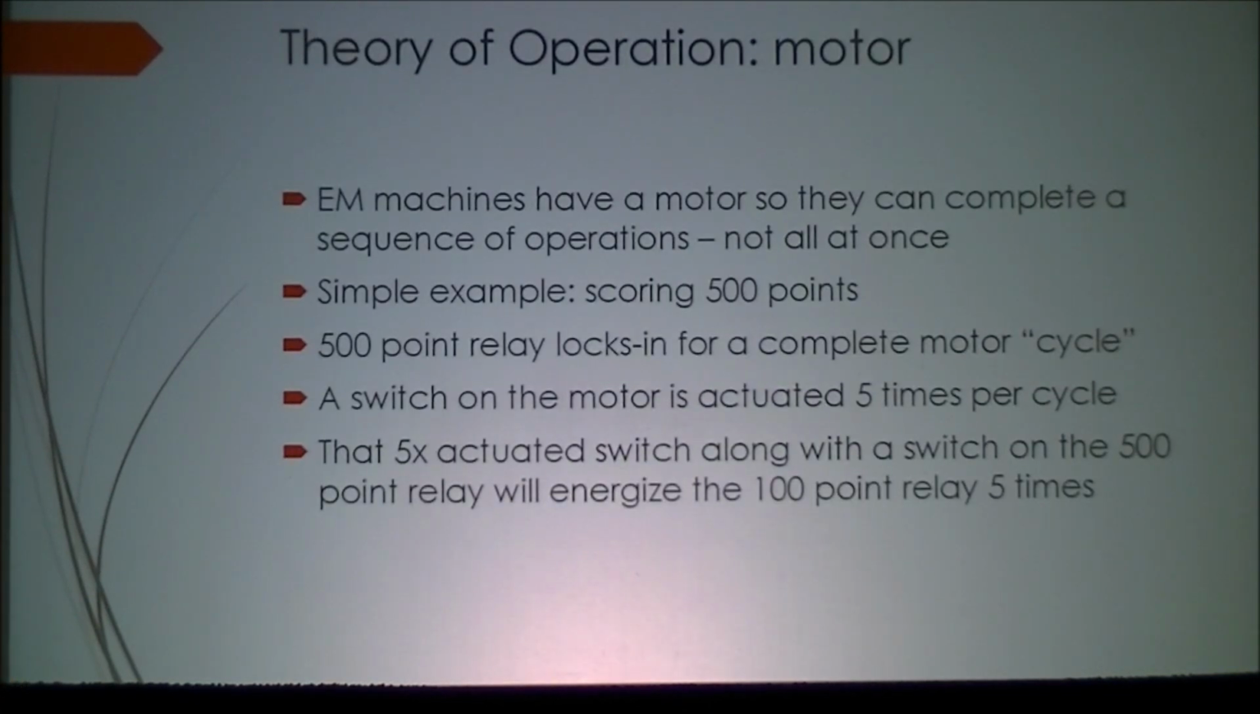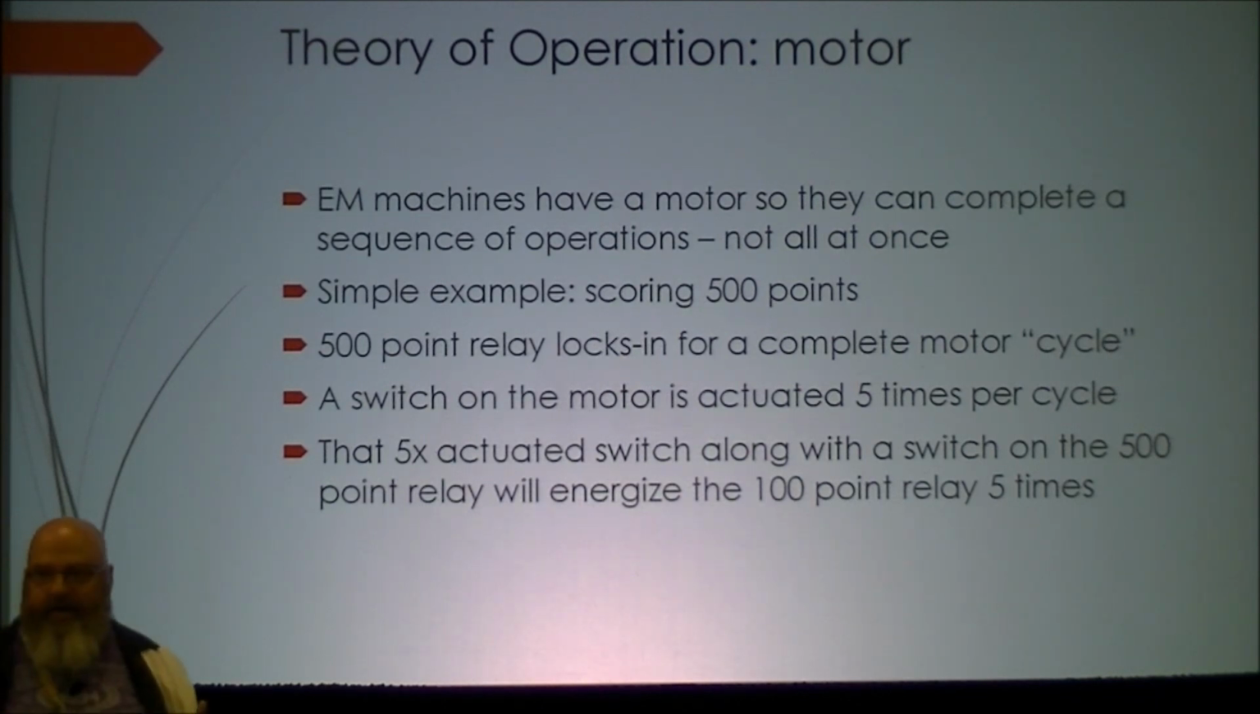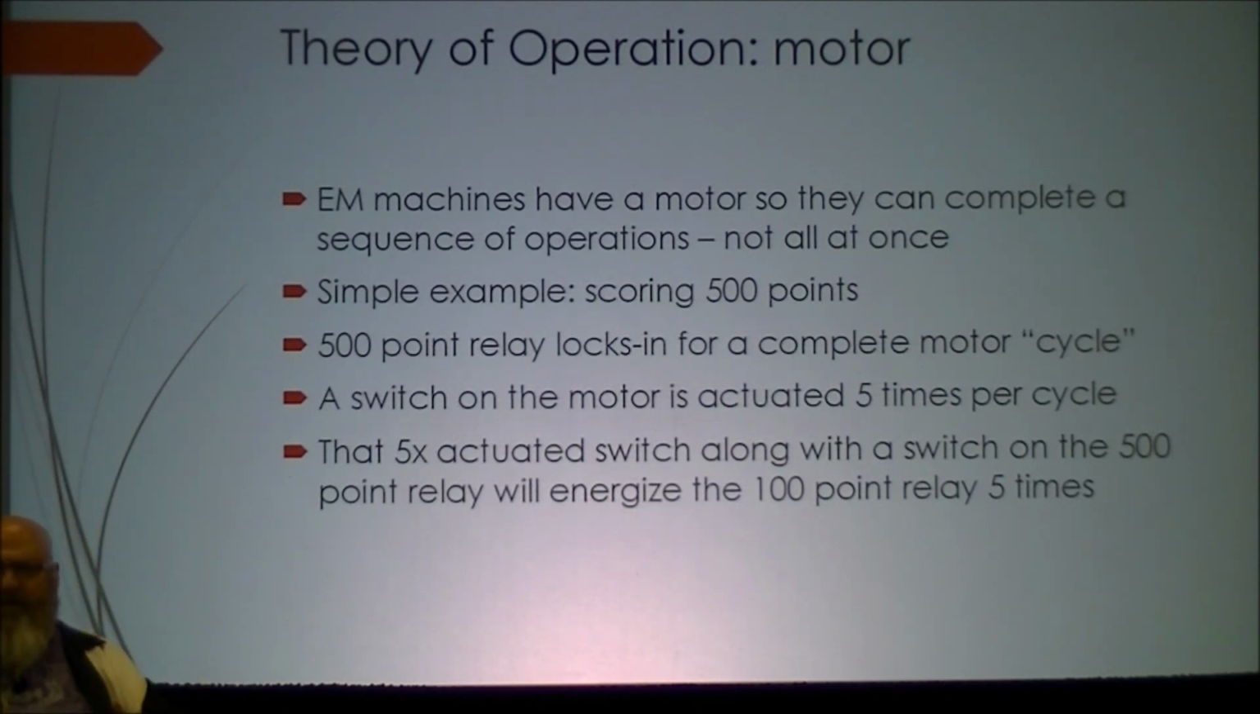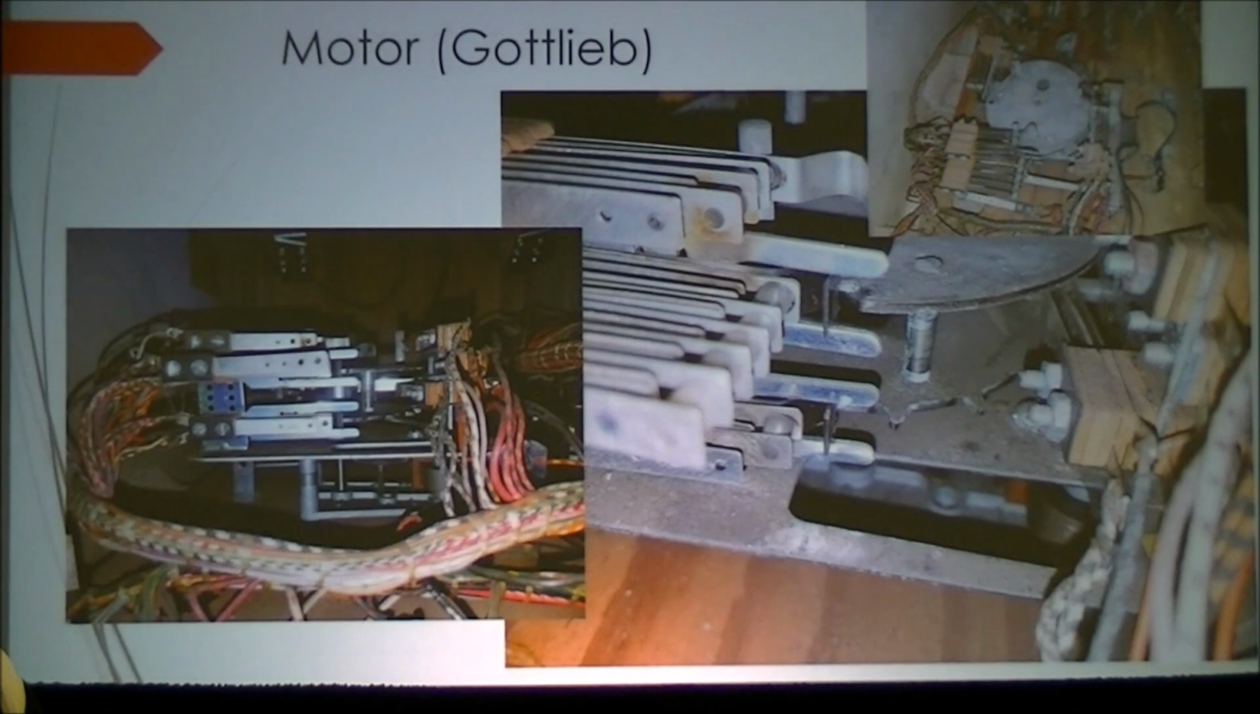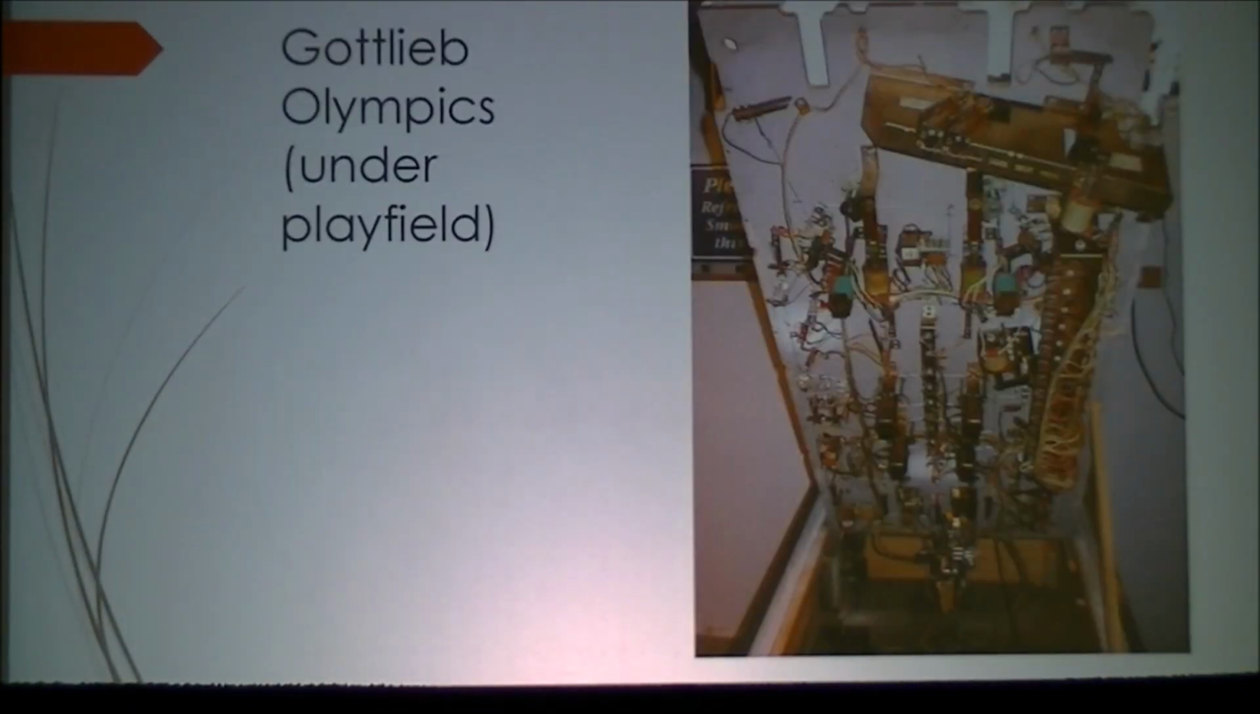All right. Next, theory of operation: the score motor. A lot of times I've got a game open, working on it, and people say, what's that for? So does everyone know the score motor, the thing that kind of turns? I include a picture here. In a Gottlieb game, you'll see something that looks like this. In a Bally game, it kind of turns this way. It has a whole bunch of switches across the top. So what's that there for?